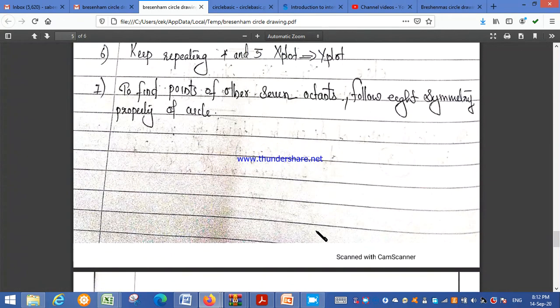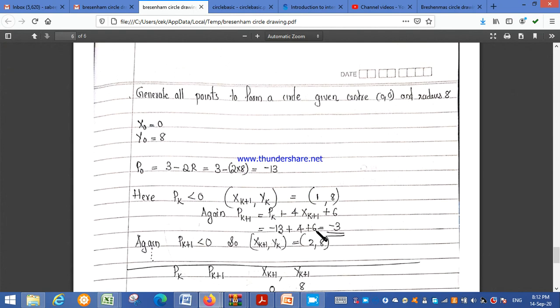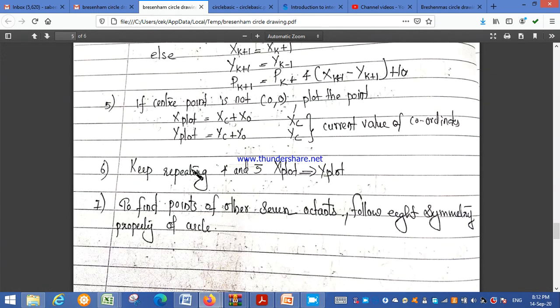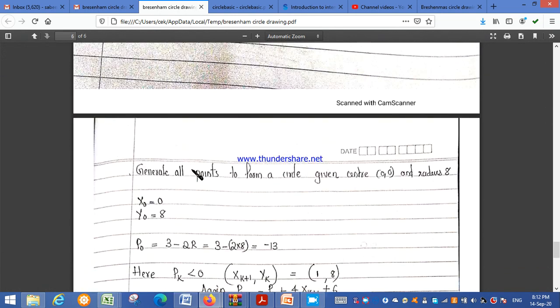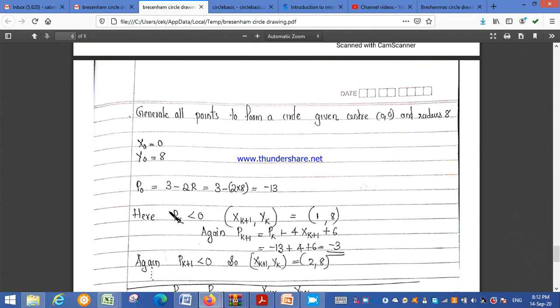For example, suppose you are given the center as the origin 0, 0 and a radius. You have to generate all points to form a circle using Bresenham's circle drawing algorithm. So first you initialize x0 equal to 0 and y0 equal to the radius 8. Then you calculate the initial decision parameter using the formula 3 minus 2r. So you get the value minus 13. Here the current pk value is less than 0.